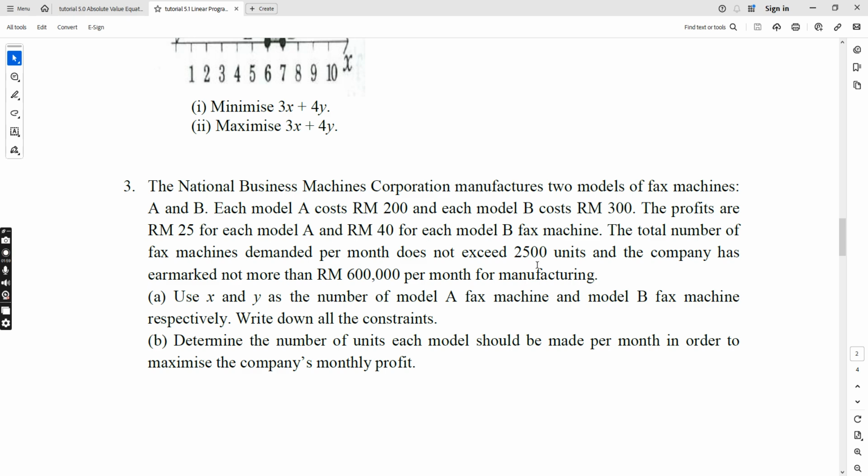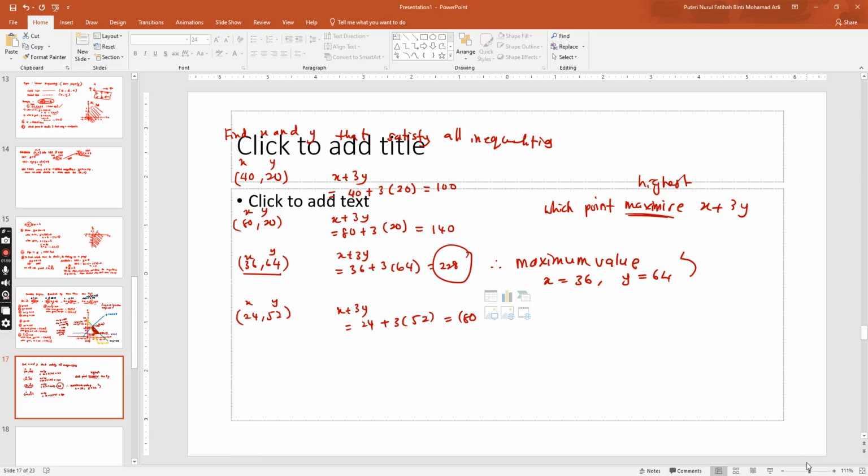Okay, now for the first one here we have a line. When they tell you that, you see we have model A and model B.